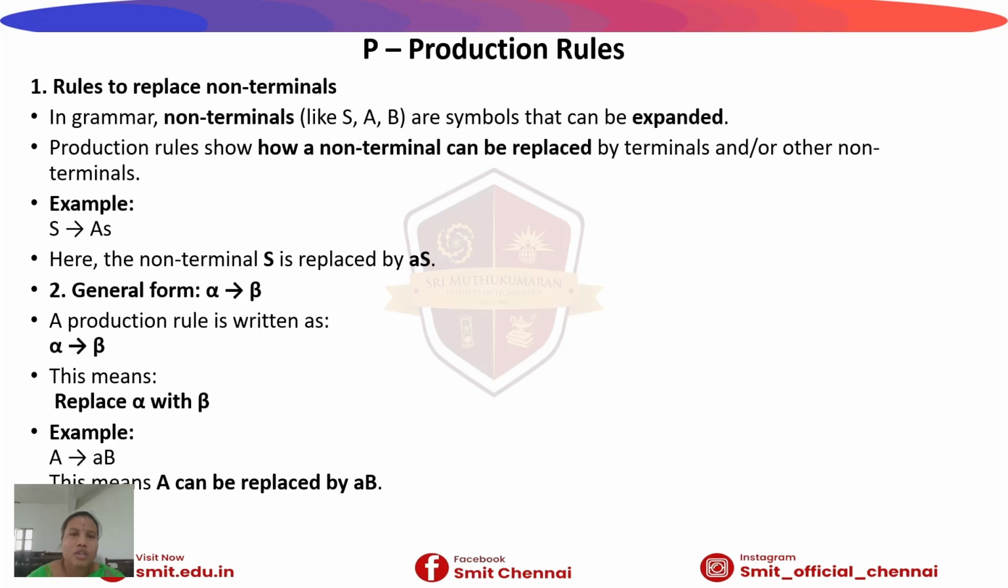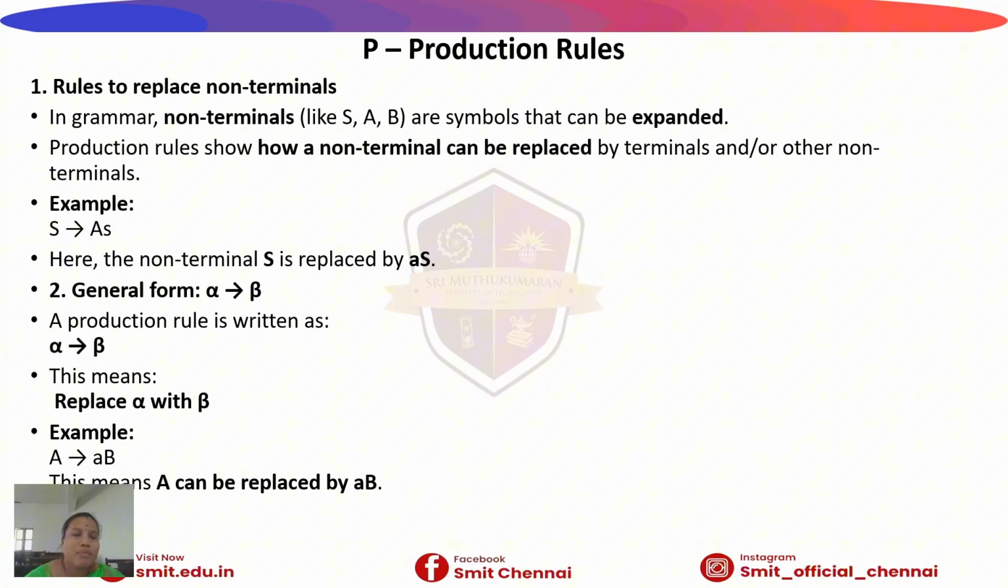Next is the production rule. Production rules follow four types of rules. The first rule is rules to replace non-terminals. Non-terminals are like A, S, and B, the symbols that can be expanded. The second is that rules show how a non-terminal can be replaced by terminals and other non-terminals. For example, S goes to AS, so the non-terminal S is replaced by AS.